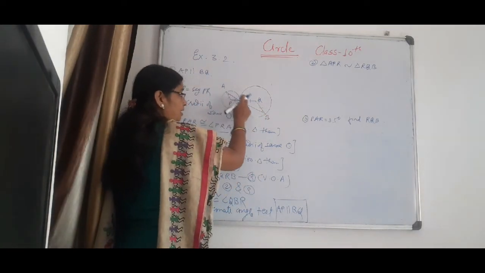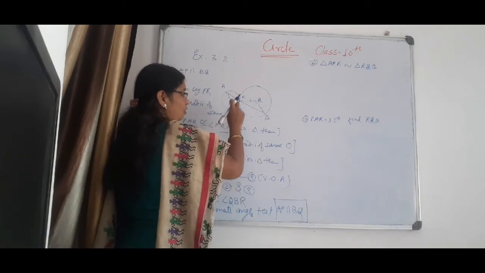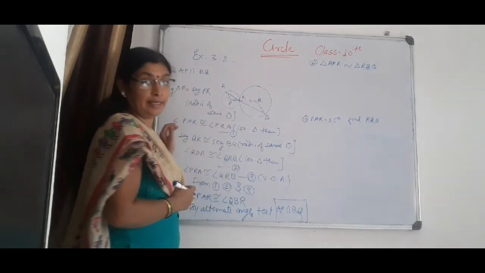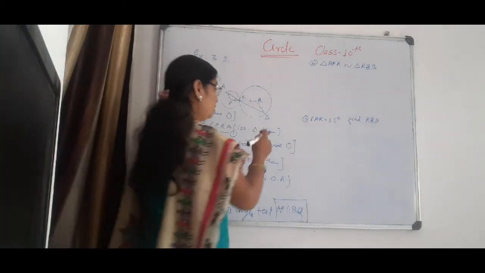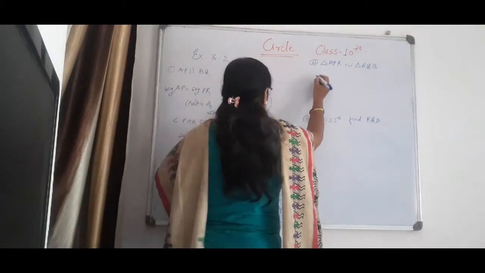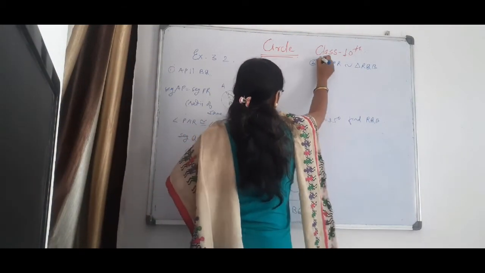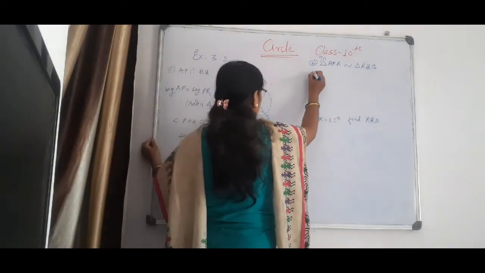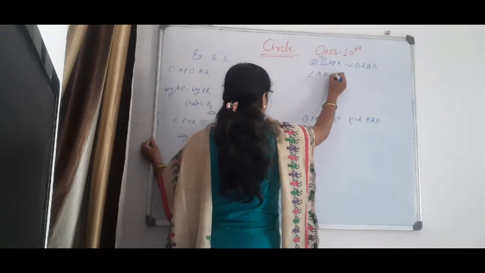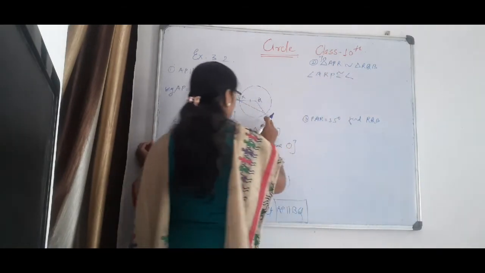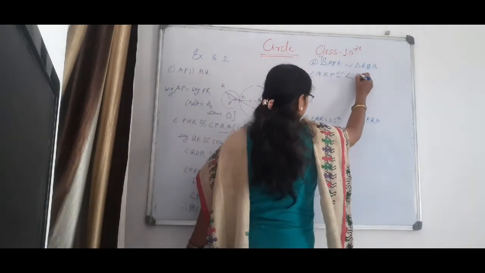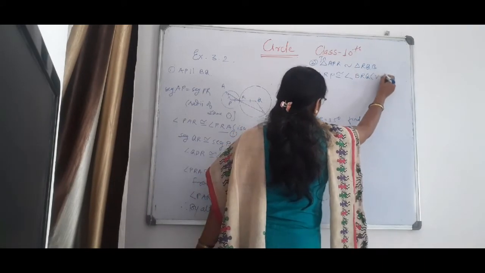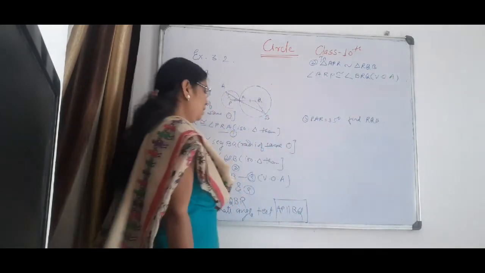These vertically opposite angles are congruent, these alternate angles are also congruent, and therefore by which test? AA test. Now see here, what you have to take first? In triangle APR and RQB, what is congruent? Angle ARP is congruent to angle BRQ. Which type of angles? Vertically opposite angles.